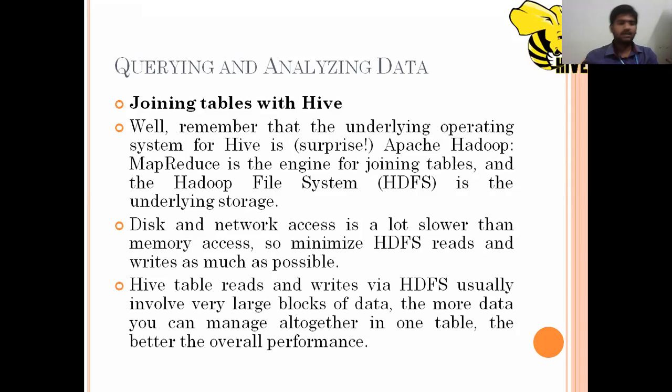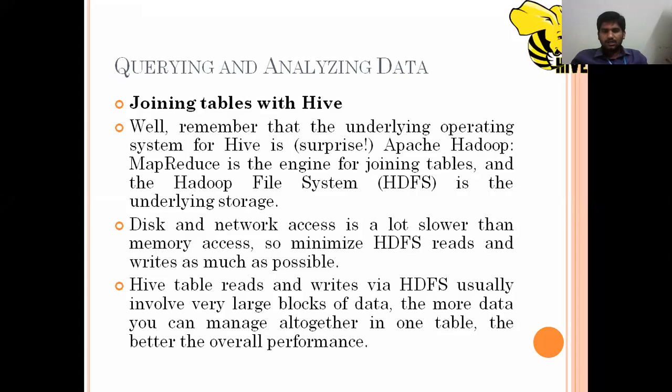You can even get better performance by viewing the data in one table. So we can join. What is the meaning of joins? Remember the inner join, outer join. It is the same thing. Through one table we can get the reference of another table and see all those things and perform operations. Hive table reads and writes go via HDFS.